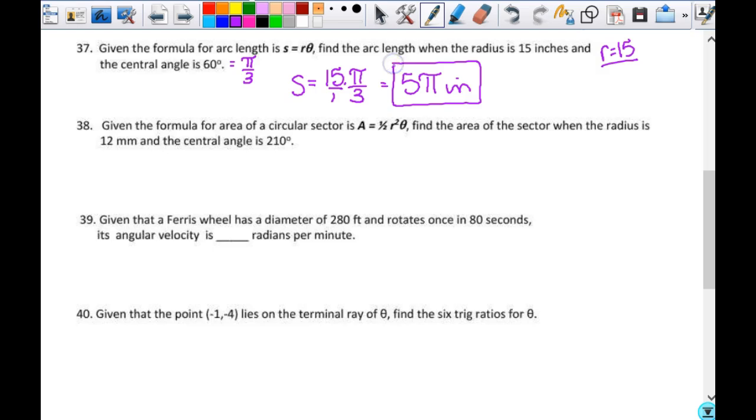Okay. And you remember, you're not going to have a calculator, so there won't be any decimals, everything in an exact answer. So make sure you can work all of these problems without a calculator because you will not get one on the test. All right, given the formula for area of a circular sector, find the area of the sector when the radius is 12 millimeters and the central angle is 210. Okay, so radius is 12. Central angle is 210.